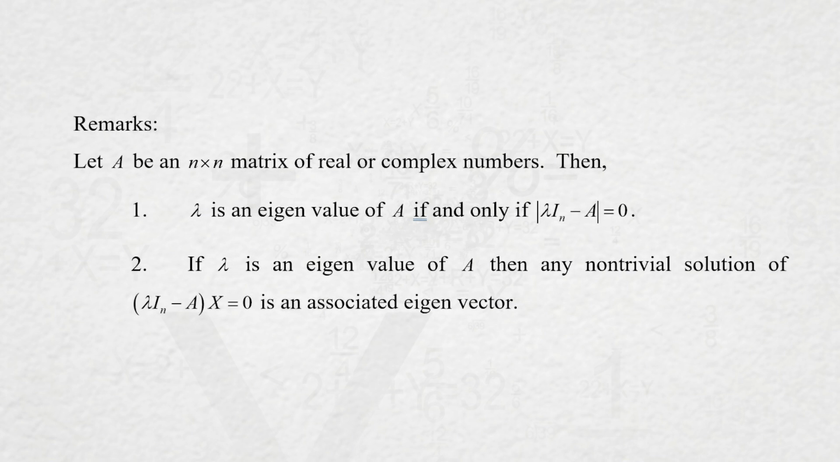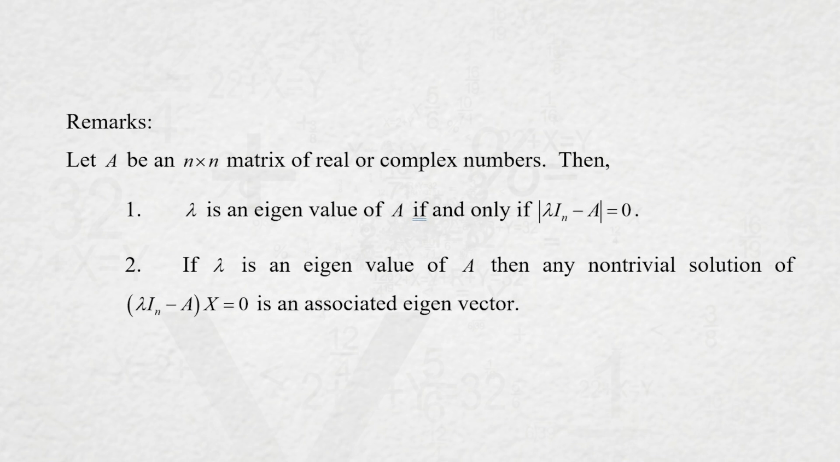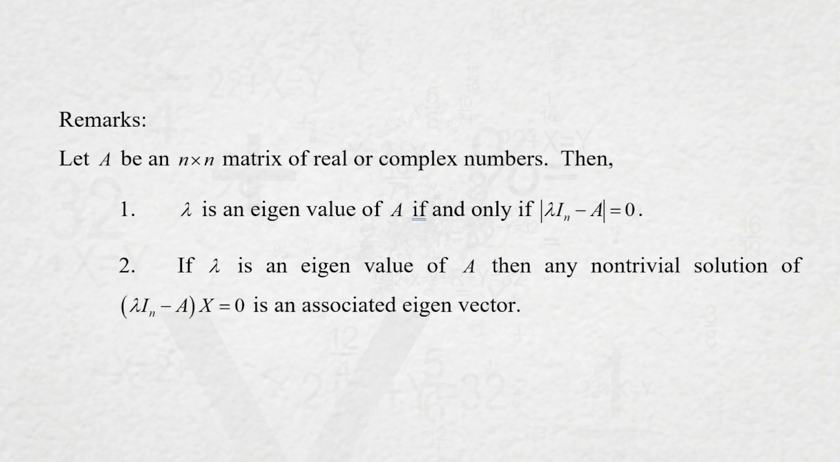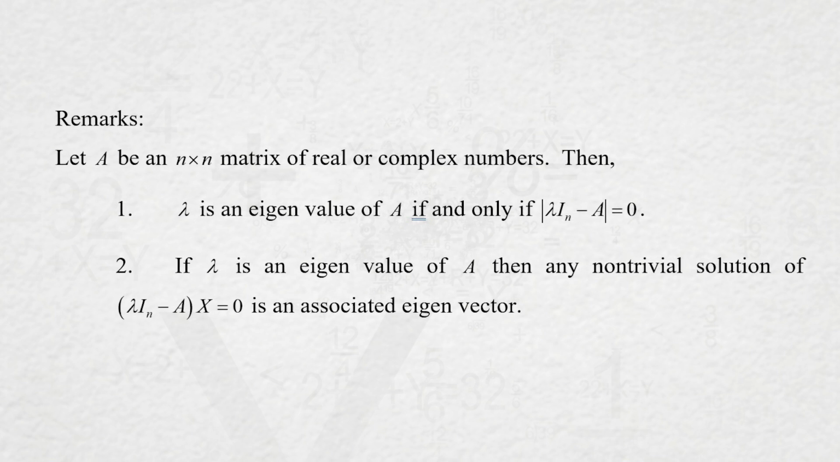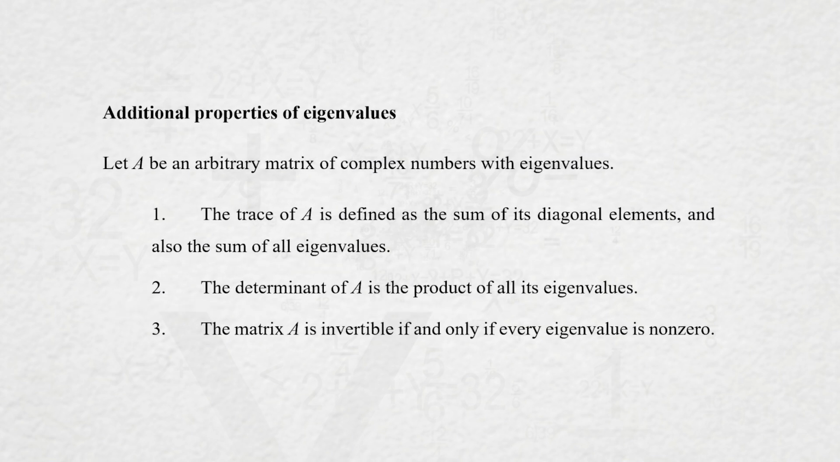Second one: if lambda is an eigenvalue of A, then any non-trivial solution of (lambda I minus A) multiplied by x is equal to 0 is an associated eigenvector. We shall see some additional properties of eigenvalues.